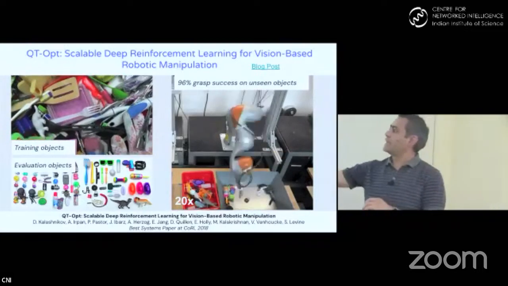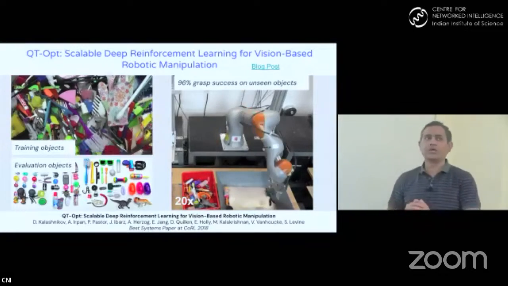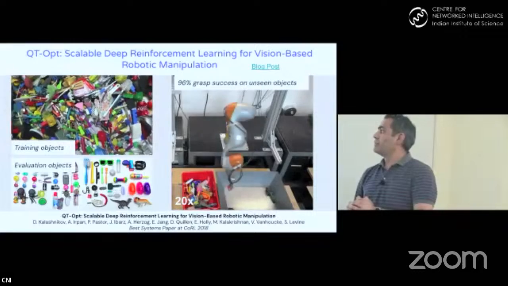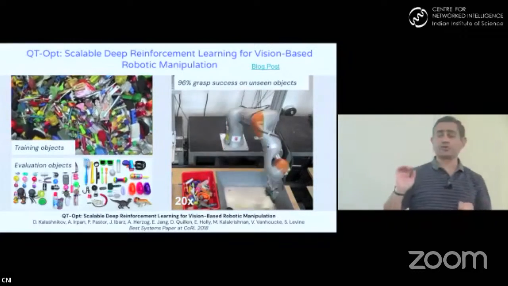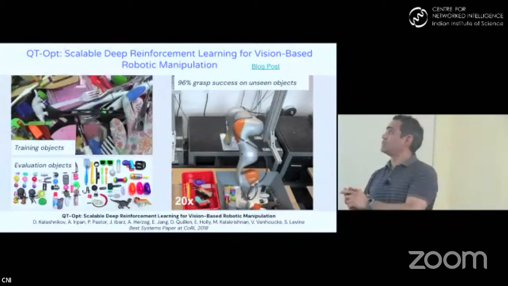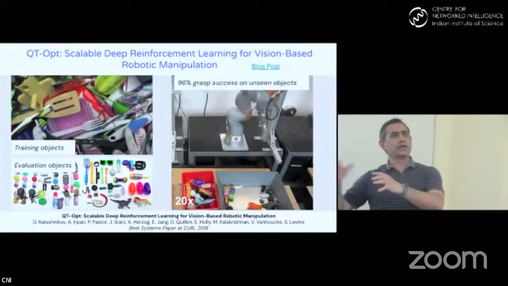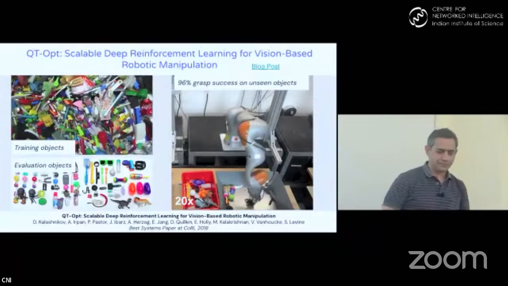And we can see that it shows 96% grasp success on unseen objects. This was really something that we had not seen before, so it's a huge success for us. Of course, it only worked in tabletop environments as opposed to a more realistic environment. But nevertheless, this was a great first milestone.